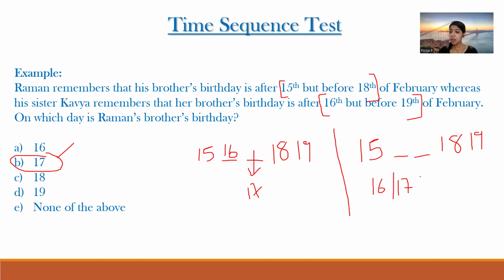Or it can be between 15 and 18, if this option does not exist. Something like that, or maybe 15 and 19, 14 and 19, any such thing. It will fall somewhere in between. So that is what we call a time frame or span of time.